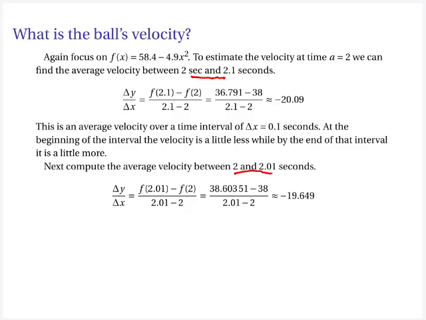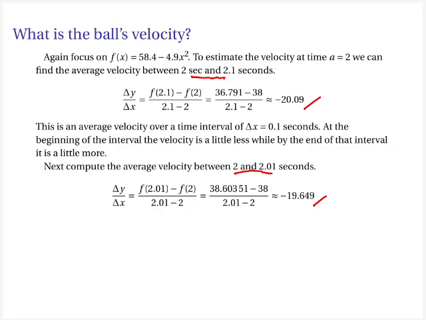Now, not surprisingly, we get a number that's not radically different than the number we just got. The number for the 0.1 seconds was minus 20.09. The number for the 0.01 seconds is minus 19.65, essentially. So it's not radically different, but it's a little different. And you might say to yourself, well, it's a better approximation because it's an average taken over a shorter time period.